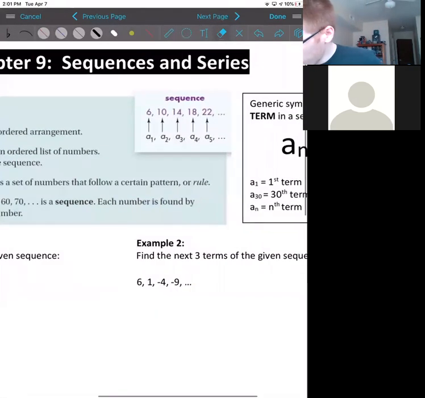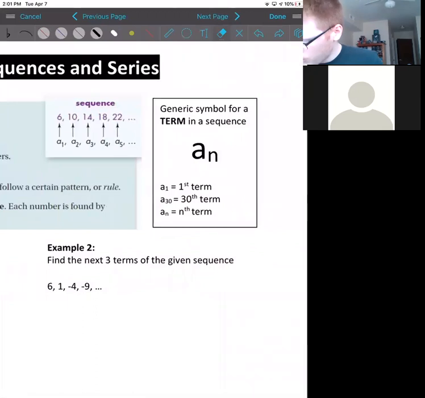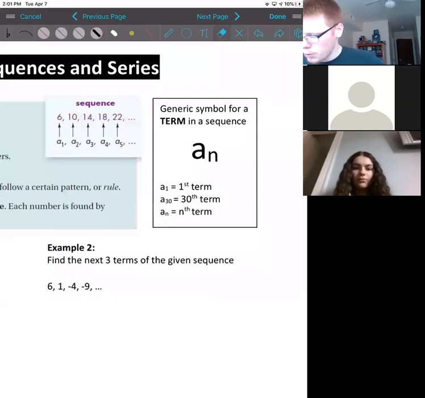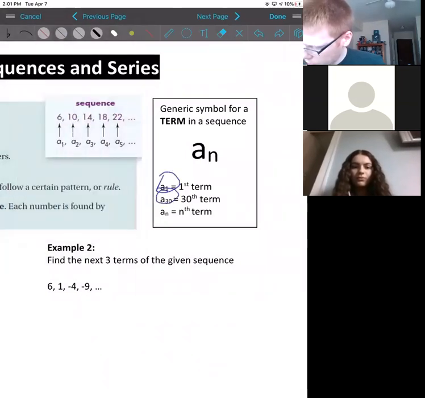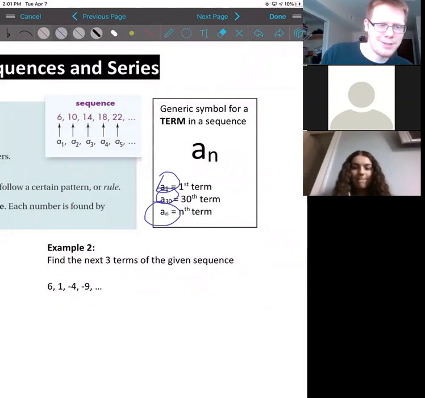So some notation, we use this A of n notation. So n tells you what place you are in your sequence. Like A of 1 is the first term, A of 30 would be the 30th term, A of n is the nth term. So that's what that notation means.